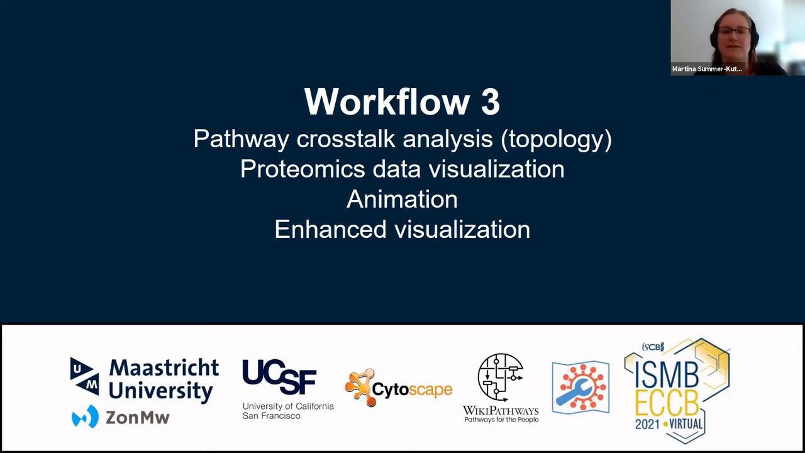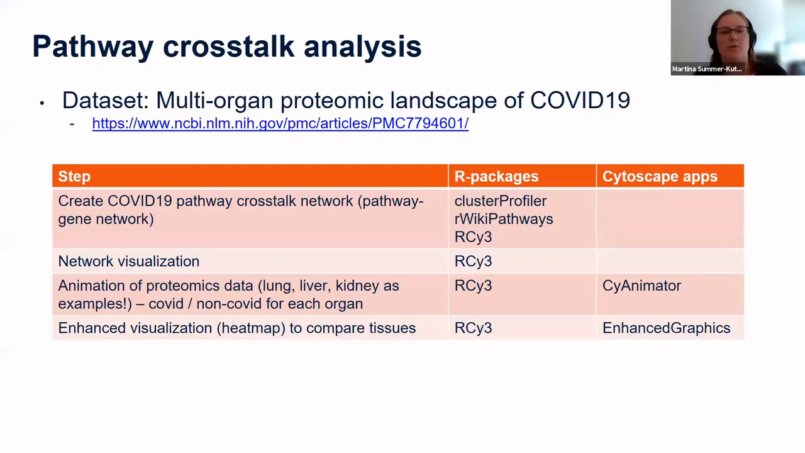So we're going to do a topological analysis. So we will create this COVID-19 pathway crosstalk network and do some topological analysis. So we can look at the degree and the betweenness, these measures that also Scooter explained yesterday. So we will look at, okay, which genes are in a lot of these pathways and which pathways have a lot of genes and interactions like that.